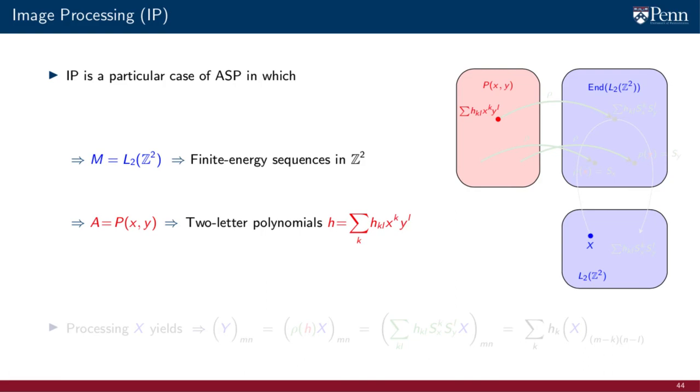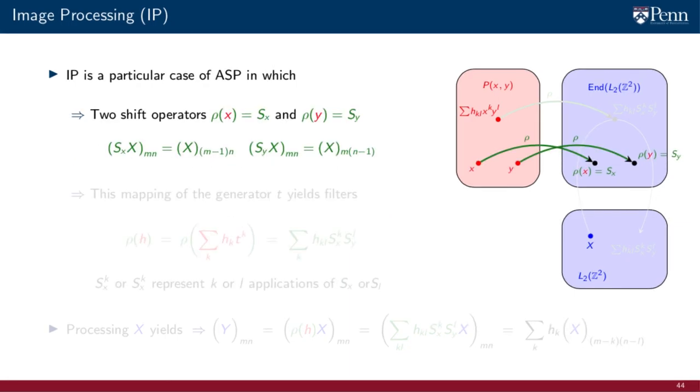In this case, we need to use a different algebra, the algebra of polynomials of two variables, made up of abstract expressions we can write as polynomials with two letters. This is an algebra that has two generators, the polynomial x and the polynomial y. We map the polynomial x to the shift operator s sub x. This is an operator that shifts the first coordinate of the two index sequence. We map the polynomial y to the shift operator s sub y. This is an operator that shifts the second coordinate of the two index sequence.